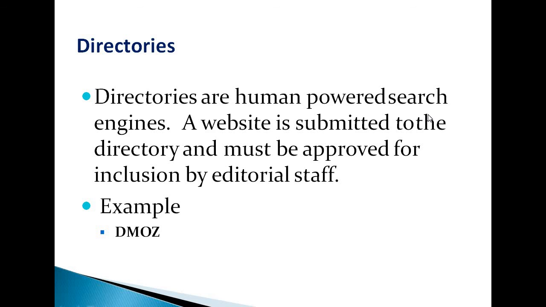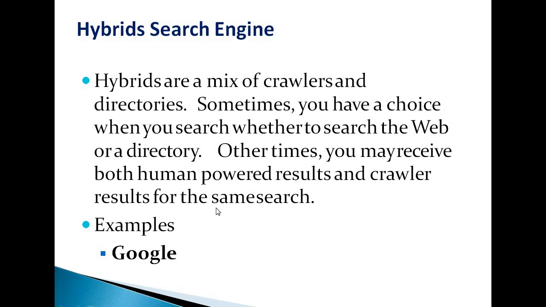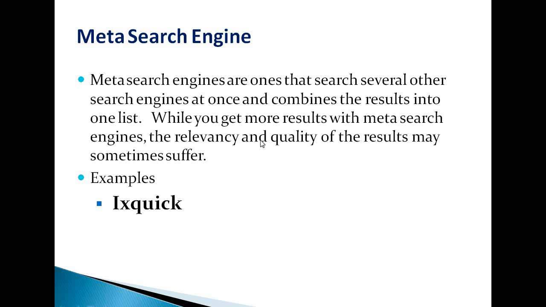Here is the directory, which is the human powered search engine, and the example is DMOZ, an example of directories. Then there is the hybrid, which is a combination of both robot and directories. You can say Google is one of the best examples of a hybrid search engine. And next is meta, meaning information within information, known as meta. So IXQuick is an example of a meta search engine. You can say the combination of results into one list is called a meta search engine.